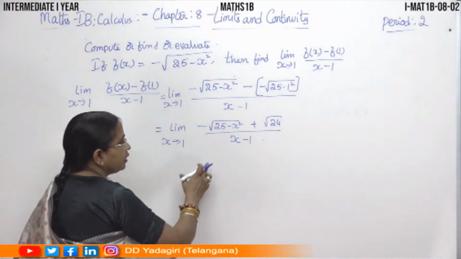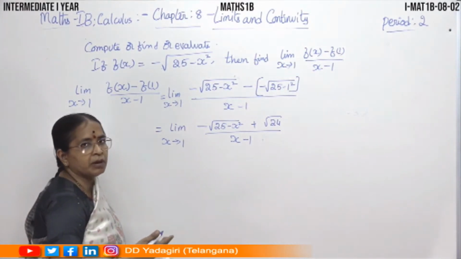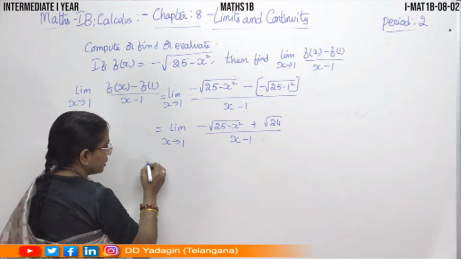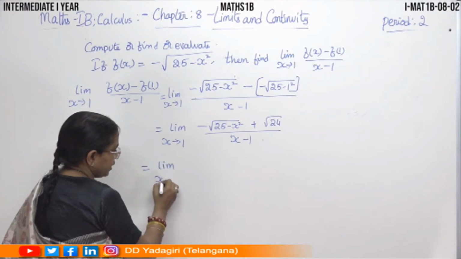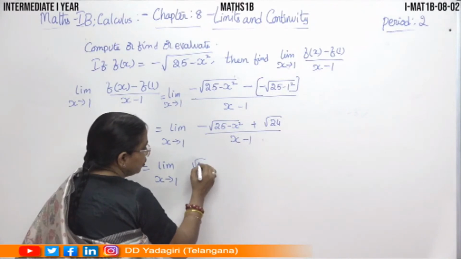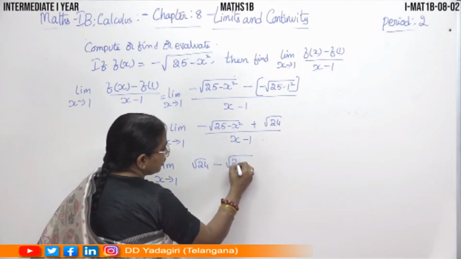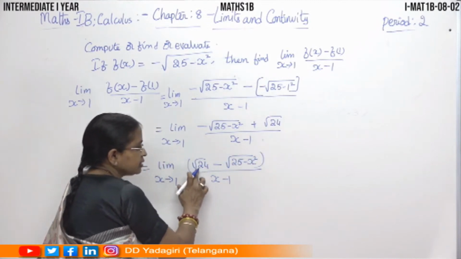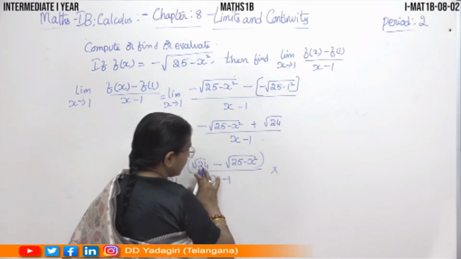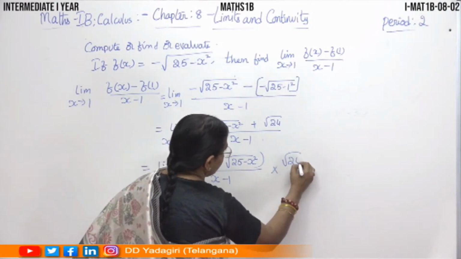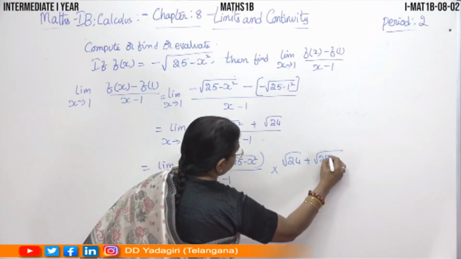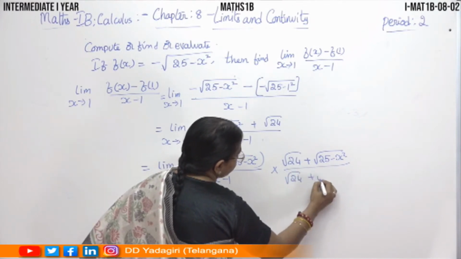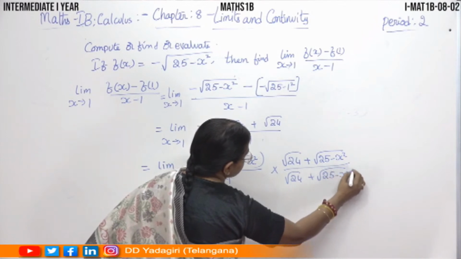So what should be done? Here can you take any factors like in the earlier problem? No. Because you have roots here, you must rationalize. So what is the rationalizing factor? Actually I can write it as root 24 minus root of 25 minus x square by x minus 1. So what is the rationalizing factor for this? It is like a minus b, so I should multiply by a plus b: root 24 plus root of 25 minus x square, over the same.